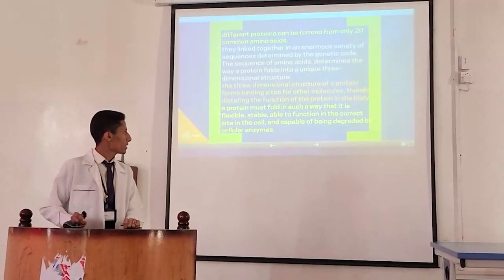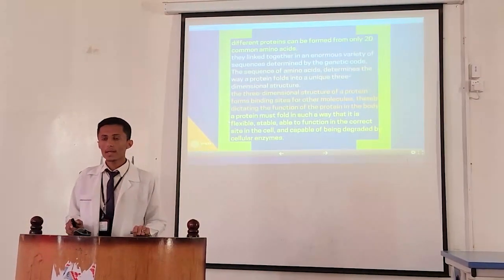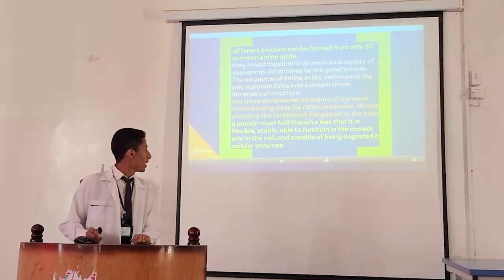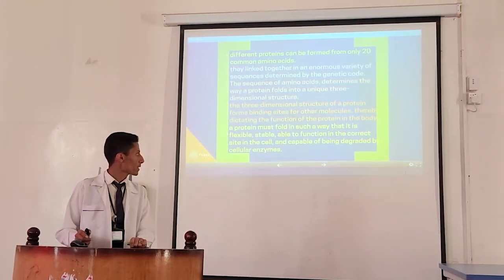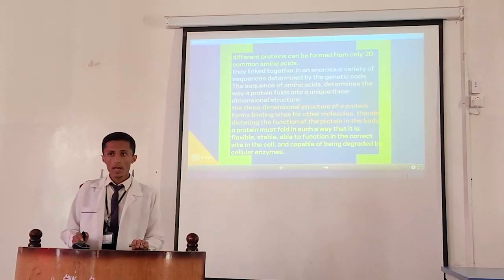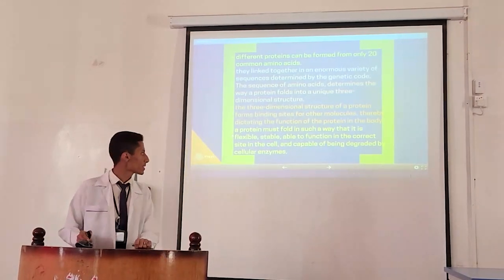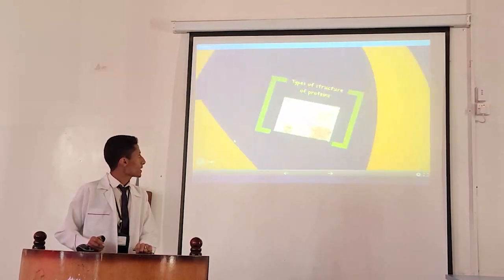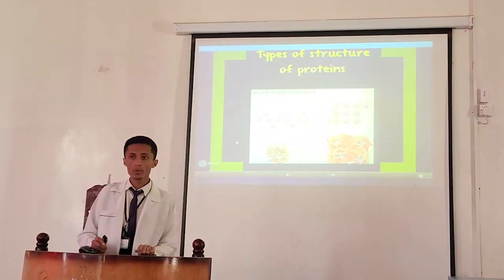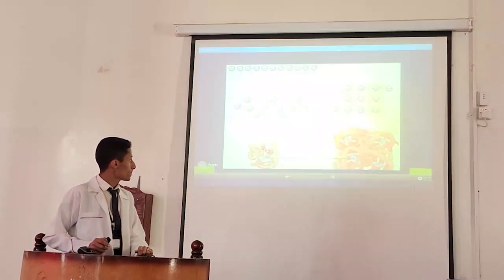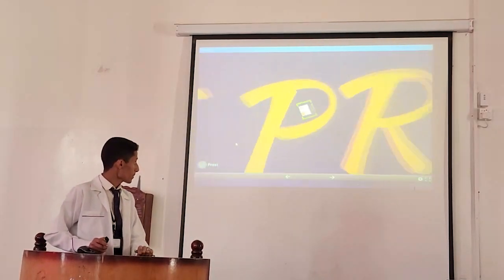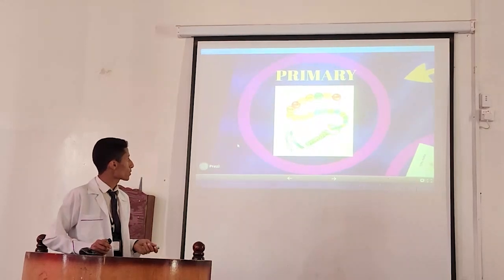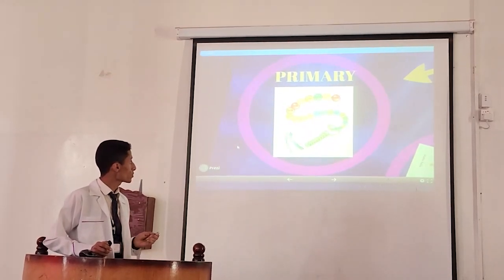Any protein inside the body must be folded in a way that is stable, flexible, and able to function in the correct site in the cell, and capable of being regulated by enzymes. Structure of proteins is simply described by four types. These types are primary structure, as we said in the definition of proteins, which consists of amino acids that are linked together.